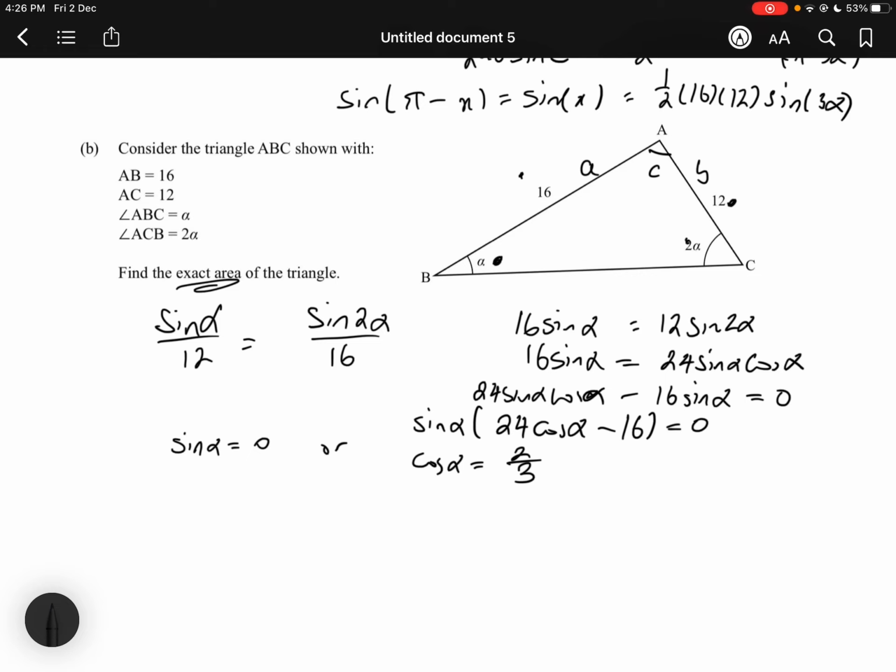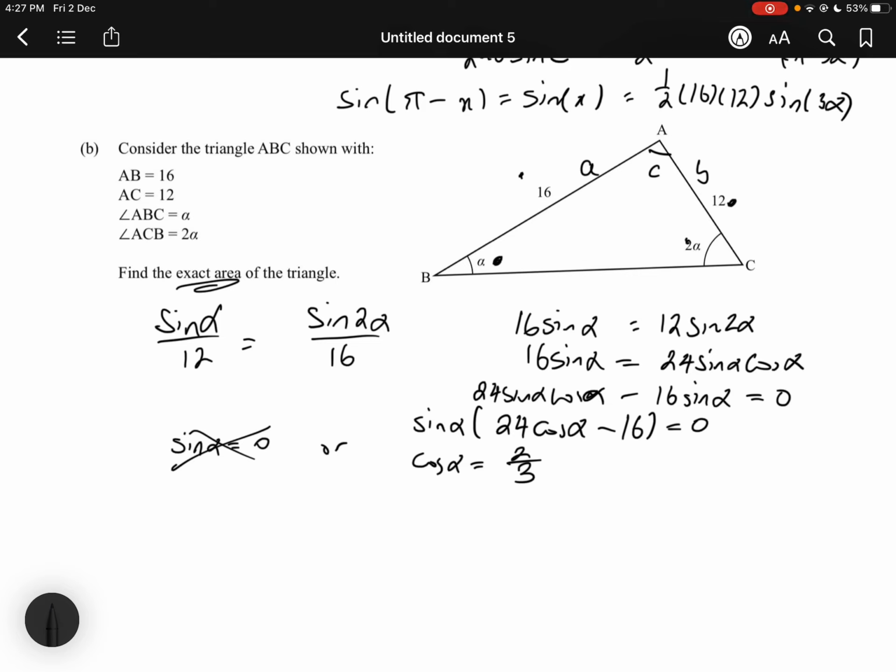The solutions for sine alpha equals 0 are alpha equals 0 and alpha equals pi. Both of those are geometrically impossible given the triangle we have. So let's just ignore sine alpha equals 0. That's not going to give us any decent solutions. Let's look at cos alpha equals 2 over 3. That's going to give us a pretty good solution for our alpha. It's pretty reasonable and will fit geometrically. It's geometrically possible, so let's consider cos alpha equals 2 over 3.